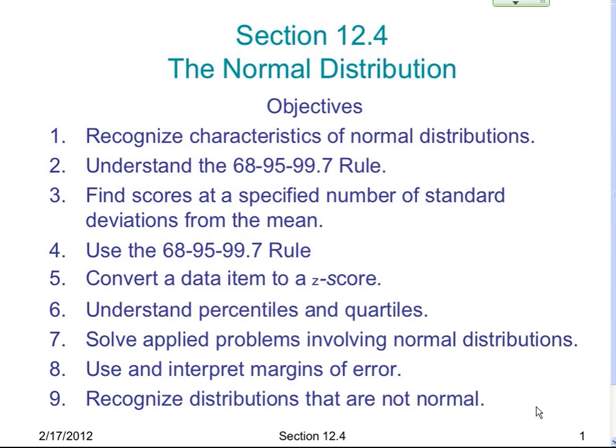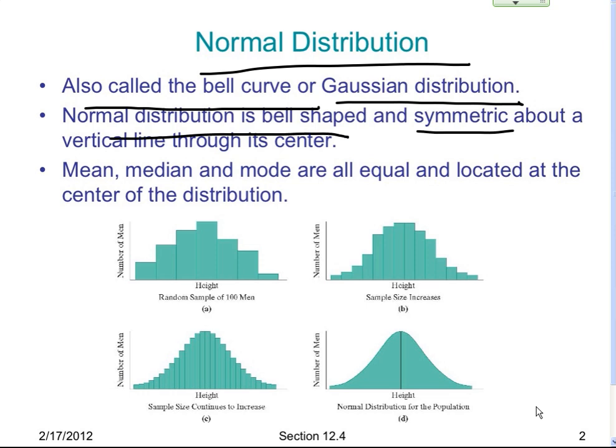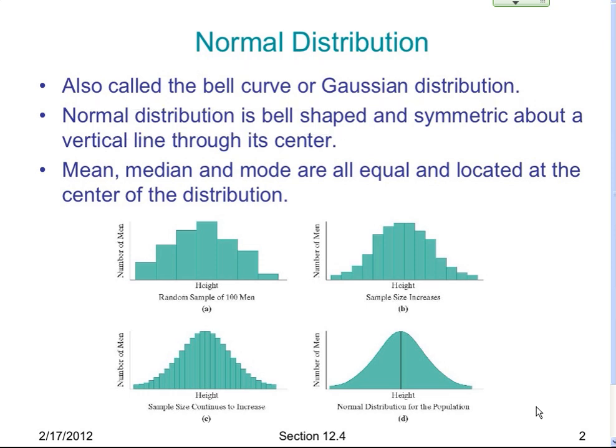This is section 12.4, the normal distribution. Normal distribution is also called a bell curve or a Gaussian distribution. It is bell-shaped and symmetric. The mean, the median, and the mode are all equal and located in the center of the distribution.